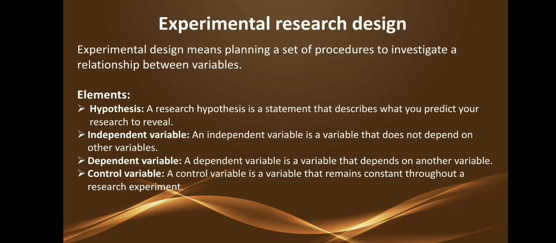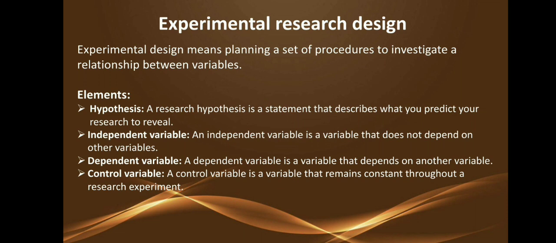So we have here the experimental research design. Experimental design means planning a set of procedures to investigate a relationship between variables. And we have here the elements of the experimental design: hypothesis, independent variable, dependent variable, control variable. A research hypothesis is a statement that describes what you predict your research to reveal. And then the independent variable.